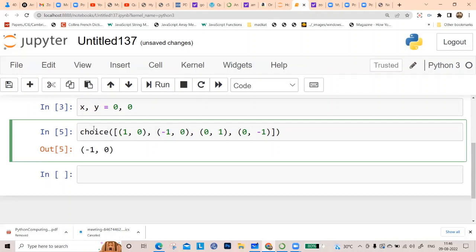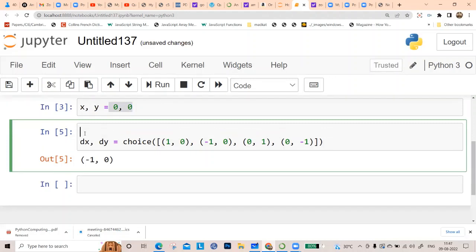So let me now write dx, dy equal to this. What I am doing is unpacking this. It chooses one of them, and each of them is a tuple. So the first one goes to delta x, and the second one goes to delta y. So this is unpacking in Python, as we all know. Okay, now we have to update xy. It started from 0, 0.